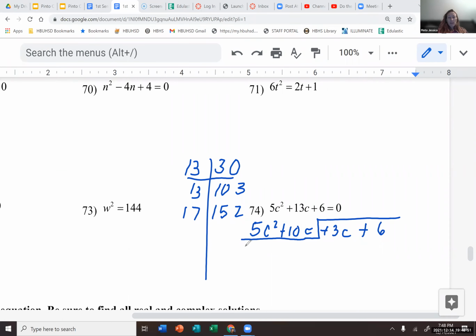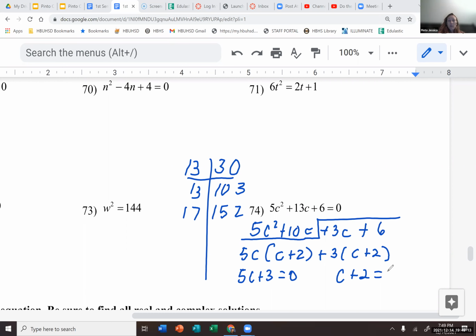Then we draw the fence, take out the 5c, and I have c plus 2. Take out the 3, and I have c plus 2. C is a bad letter. It looks like a parenthesis. Then I'm going to set each factor to 0. 5c plus 3 is equal to 0. C plus 2 is equal to 0. Subtracting 2, I get c is equal to negative 2. And then subtracting 3, then dividing by 5, I get the other answer, negative 3 over 5.